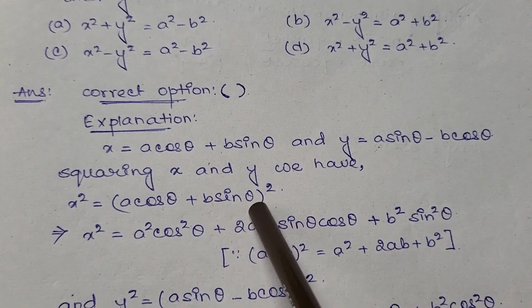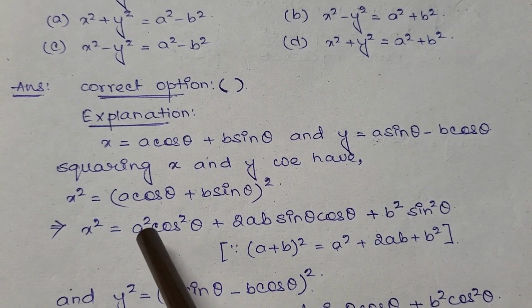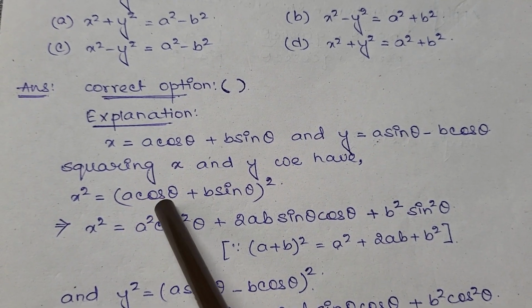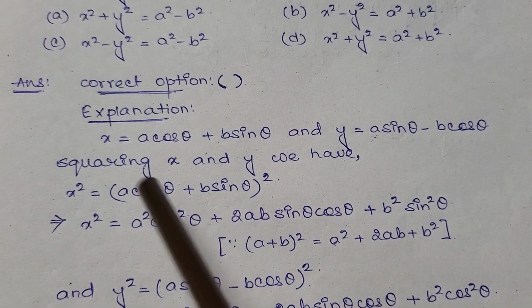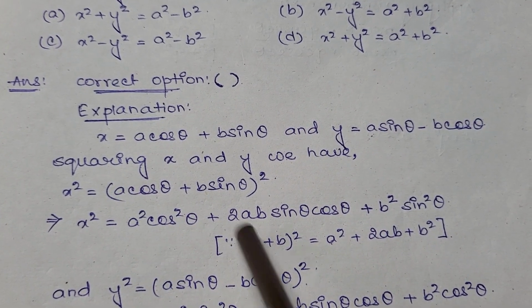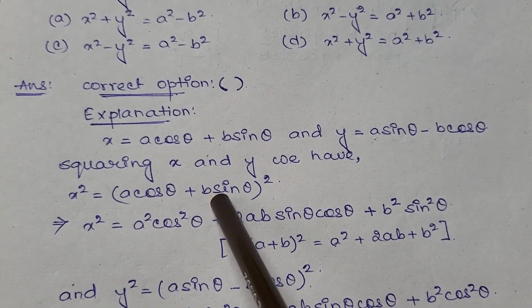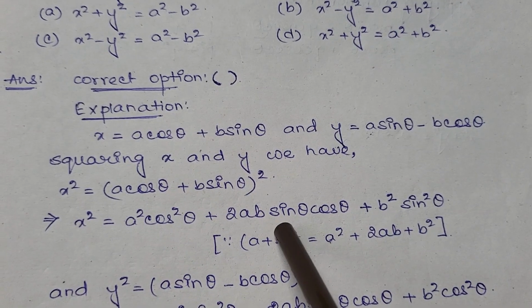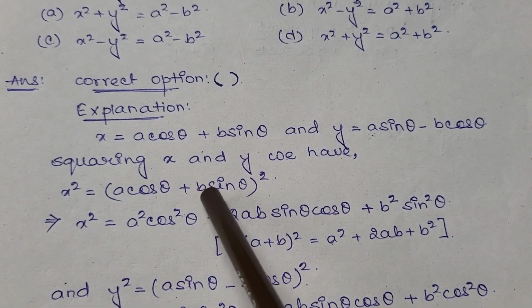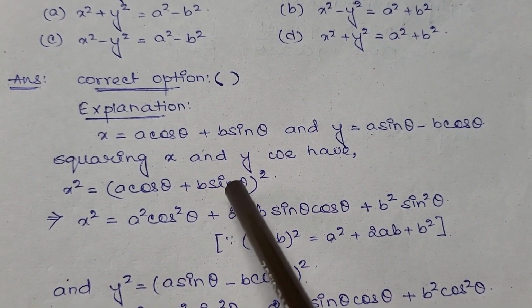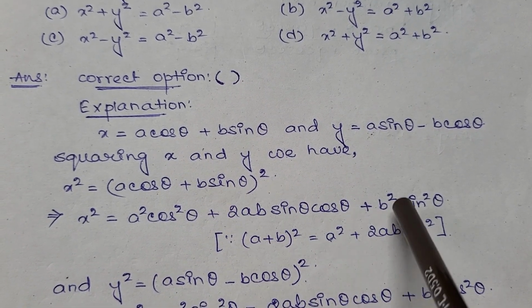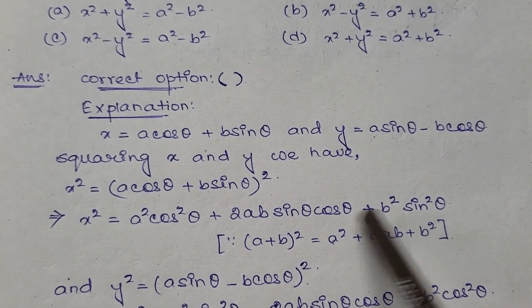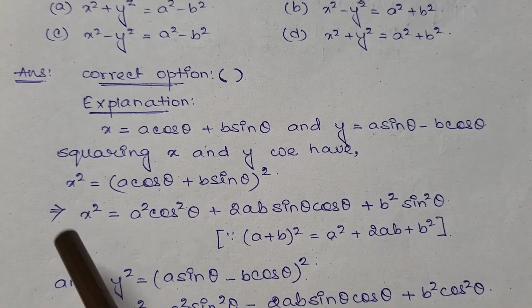On expanding this with the help of this formula, a square becomes a square cos square theta, plus 2ab sin theta cos theta, plus b square sin square theta. So we have done x square.